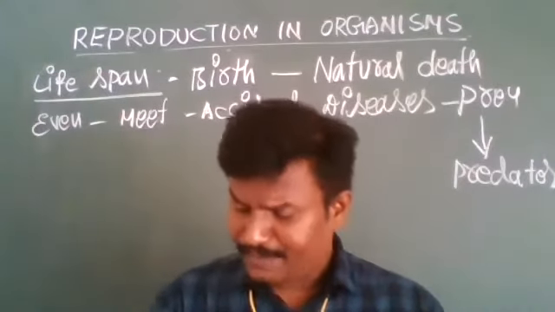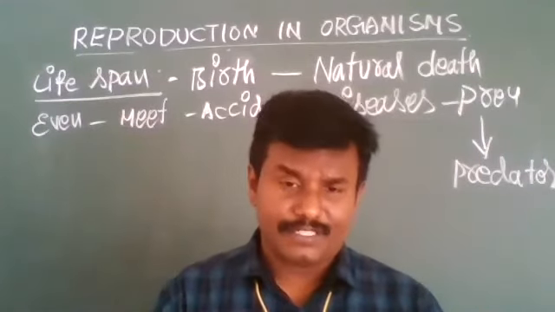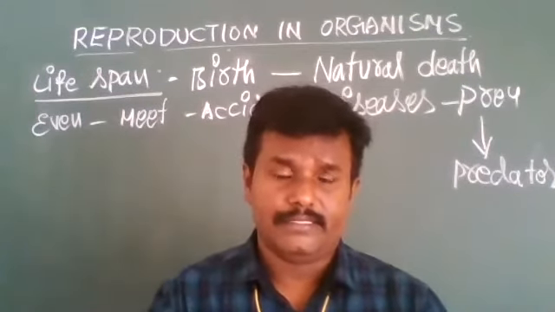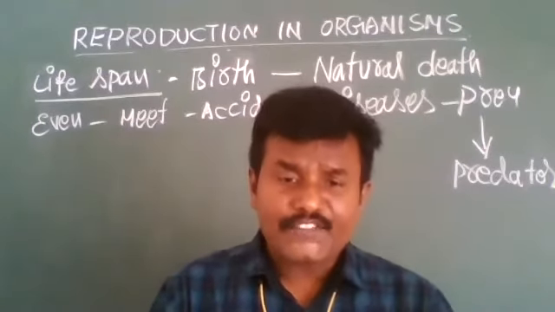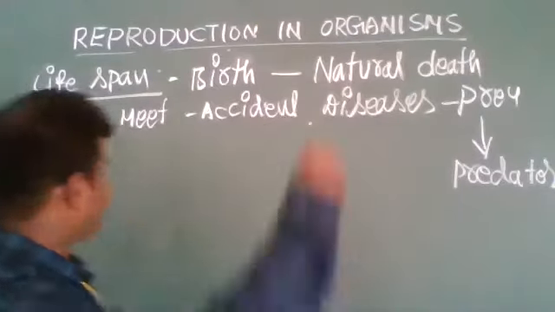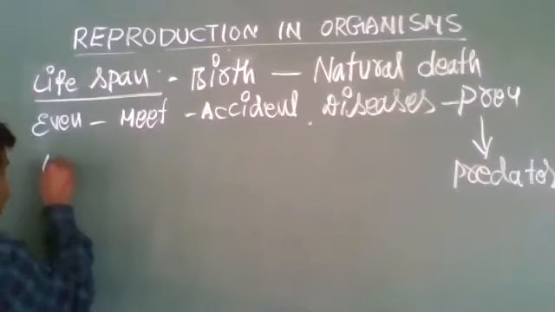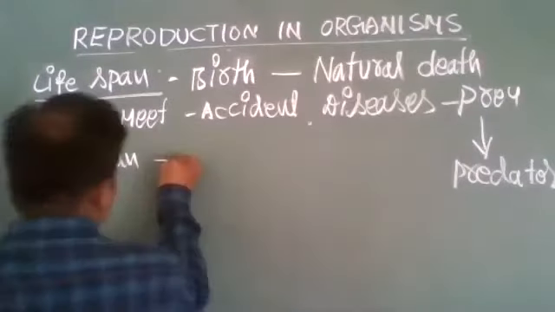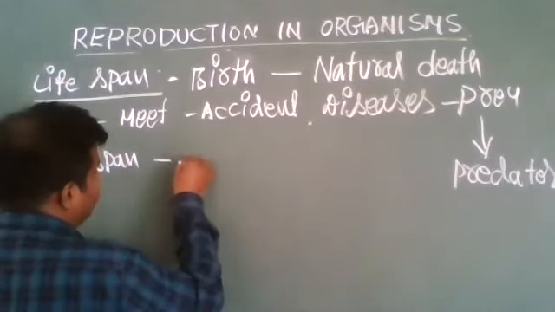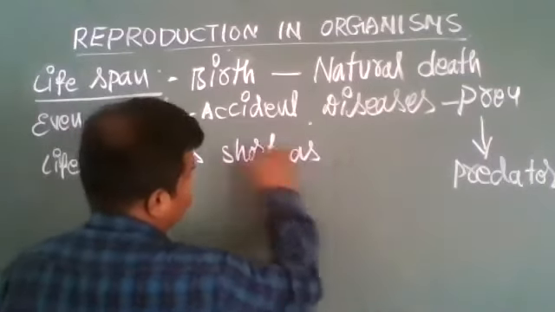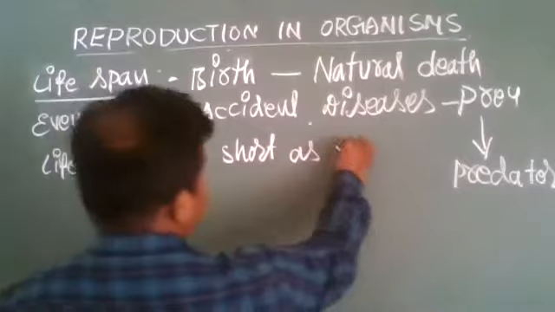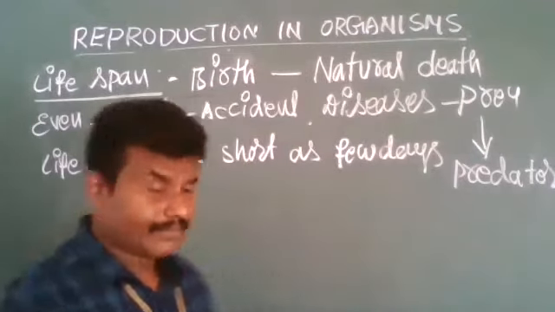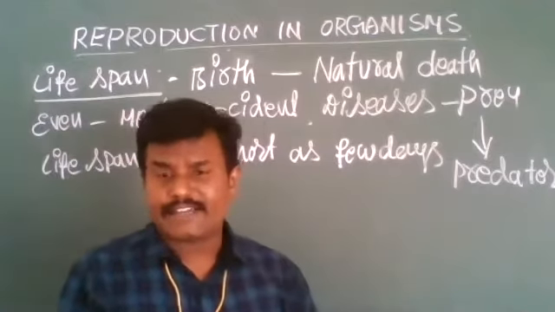Generally, the lifespan is different for different species. For example, the lifespan can be as short as a few days to several thousands of years.